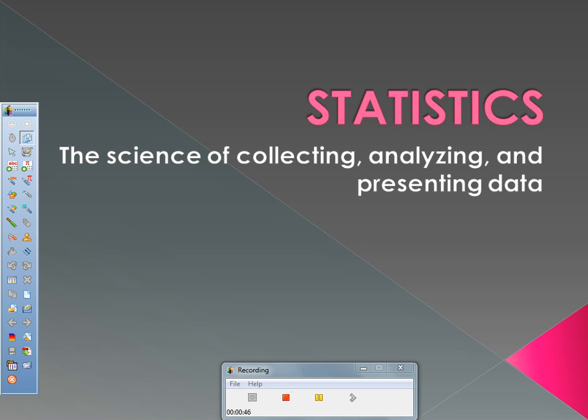Analyzing is what most people think statistics is. Analyzing is doing the number crunching. But the final thing that also matters is how you present the data. How do you show it to people so it's understandable? Let's face it, a lot of the world is not really mathematical. You can't just throw them a whole bunch of numbers and have them understand it. They want to see graphs, etc.